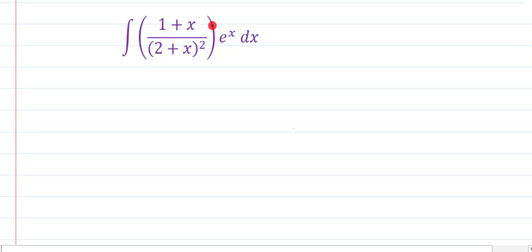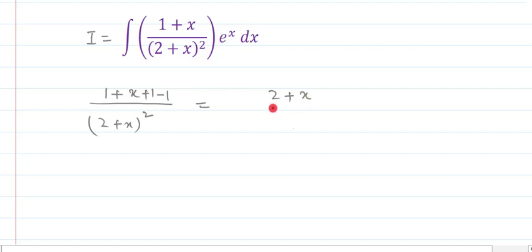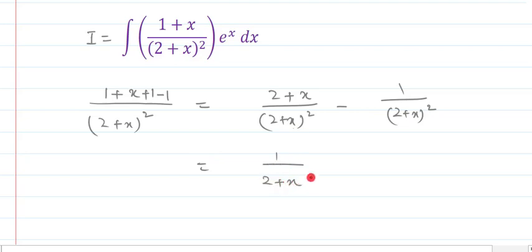Okay, so first of all let us take only this portion. Let us name this integrand as I, and taking this portion only, (1 plus x) upon (2 plus x) whole square. This can be written, by adding 1 and subtracting 1, as (2 plus x) upon (2 plus x) whole square minus 1 upon (2 plus x) whole square. So you are left with 1 upon (2 plus x) minus 1 upon (2 plus x) whole square.